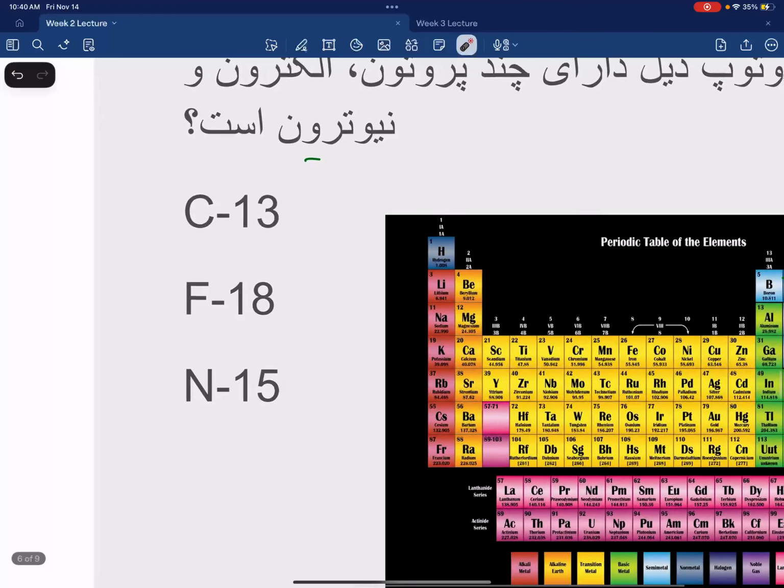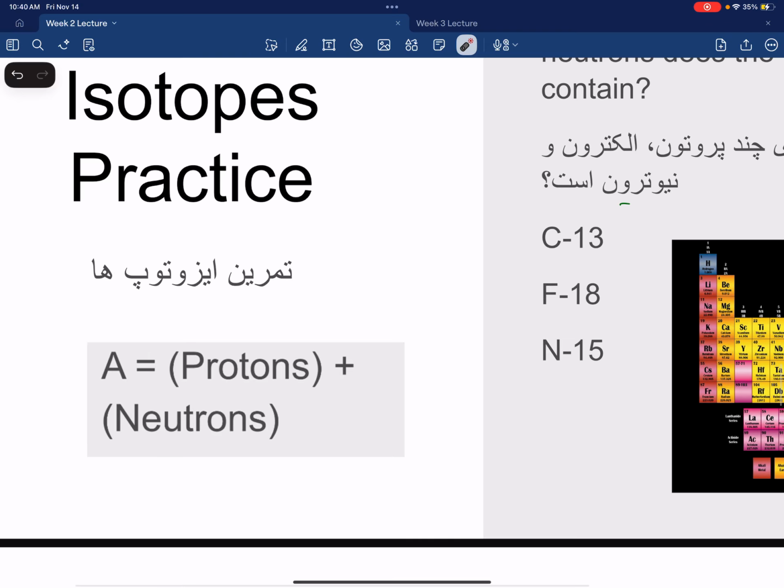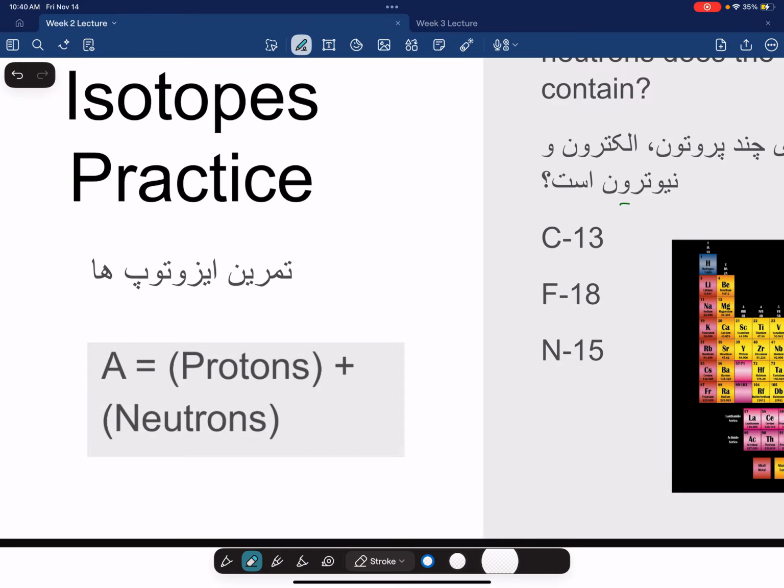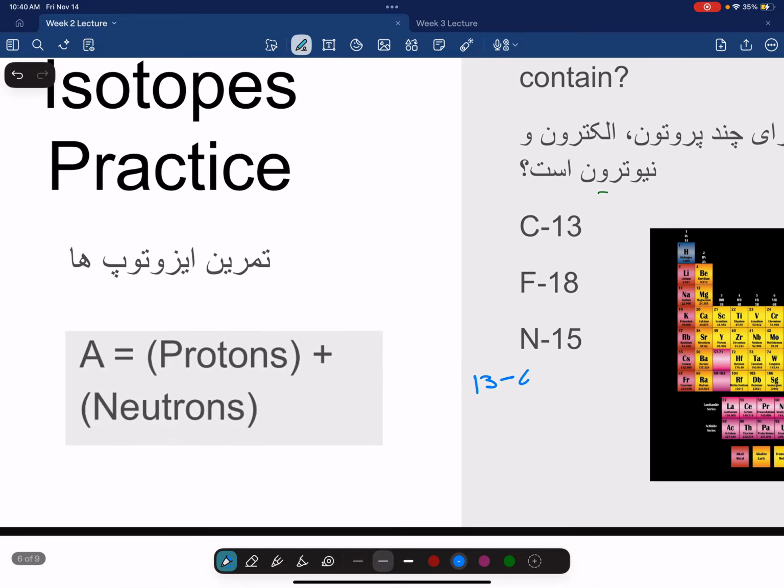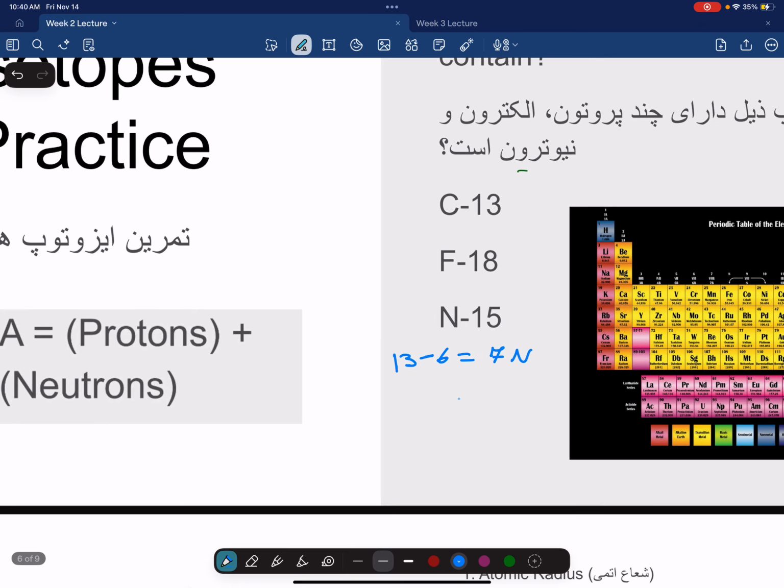How we know this is because of the formula: protons plus neutrons gives us the mass number. This is the mass number represented right over here. So if we do 13 minus the number of protons, which we know for carbon is 6, it gives us 7, meaning we have another neutron over here. So we have an extra neutron for this carbon atom. It's going to have 7 neutrons.